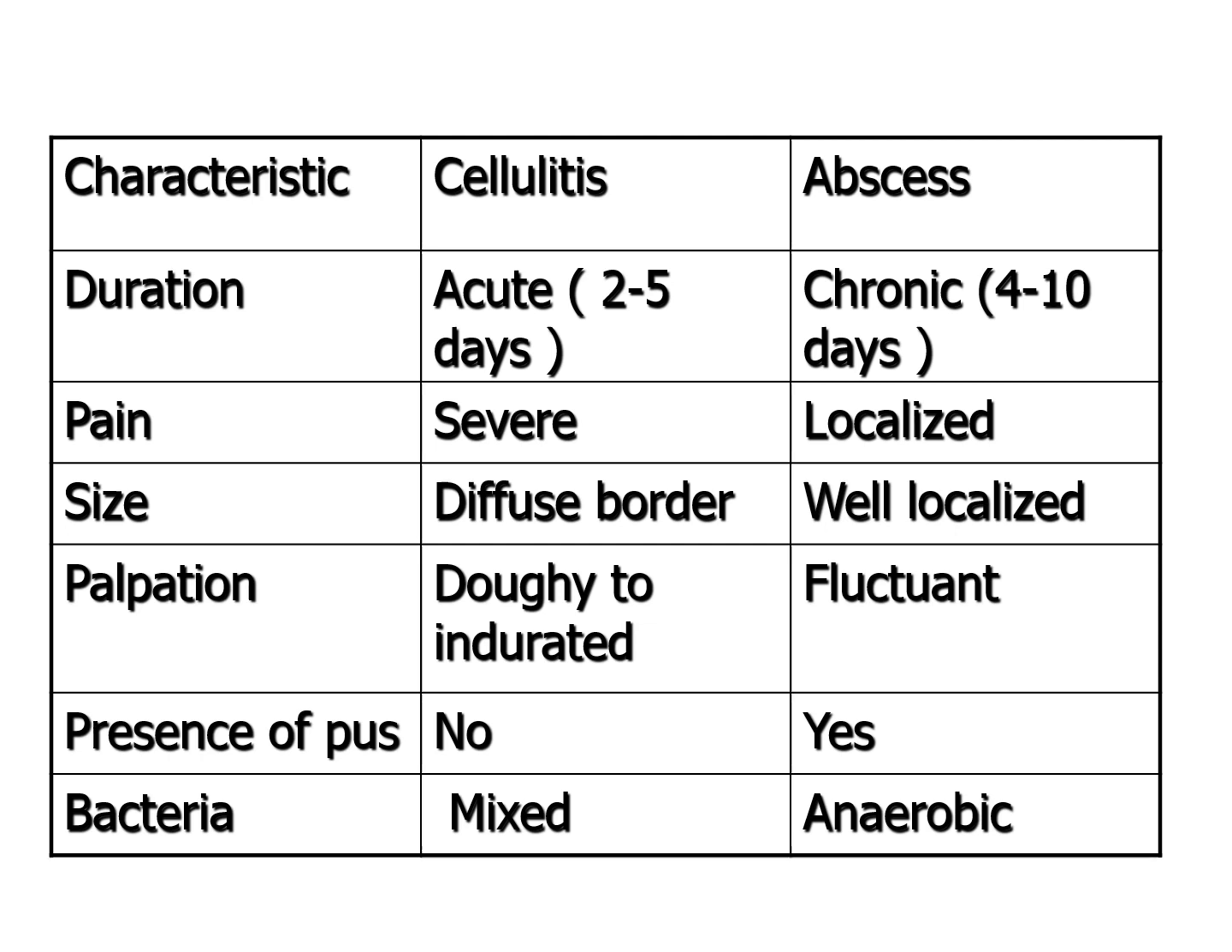In terms of palpation, cellulitis appear to have doughy to indurated texture, whereas abscess tend to be more fluctuant. There is no pus in cellulitis, whereas you have accumulation of pus in the abscess. In terms of bacteria, cellulitis have a mixed aerobic and anaerobic bacteria, whereas for abscess is strictly anaerobic bacteria.